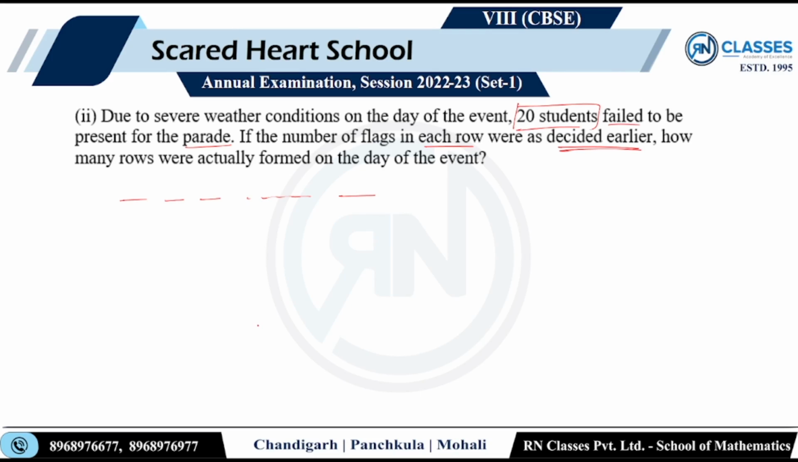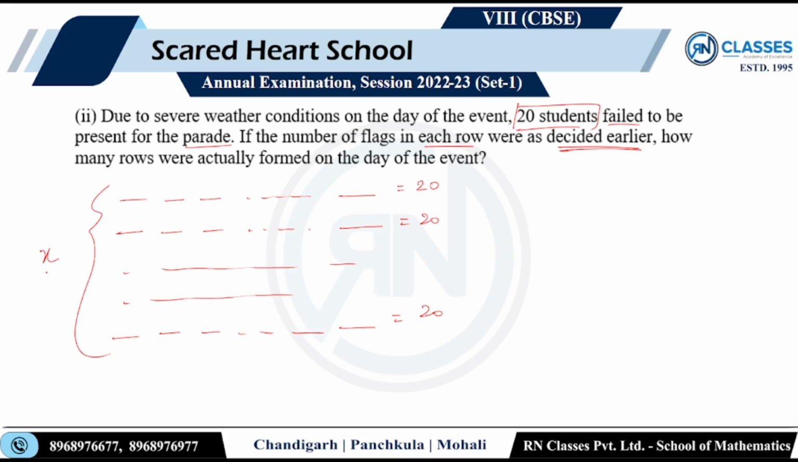ये मेरे पास फर्स्ट रो आई, इसके अंदर 20 फ्लैग्स। ये मेरे पास सेकेंड रो आई, इसमें भी 20। अब मेरे पास 20 कम है, अभी भी मेरे को रोज ही निकालनी है, ठीक है। नंबर ऑफ रोज भी x, राइट। तो अब मेरे पास कितने फ्लैग्स हुए? 20 into x, same, but the number has decreased by 20. So 20 into x is equal to 180. x की वैल्यू कितनी आ जाएगी? That is 9. So number of rows are going to be 9.